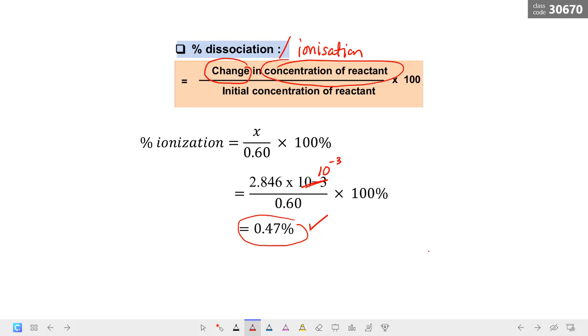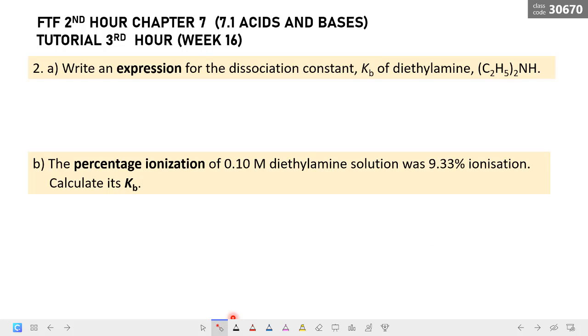Okay, now we will continue our discussion with the next question. Write an expression for the dissociation constant Kb of diethylamine. Okay, given to you the chemical formula of the amine.